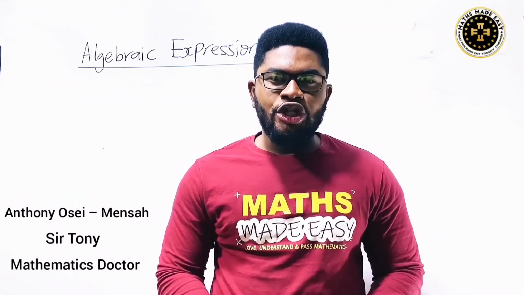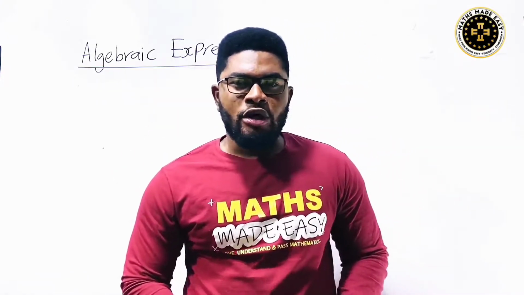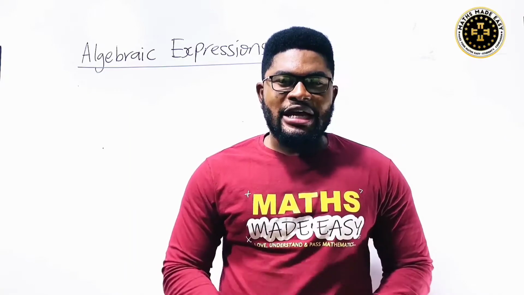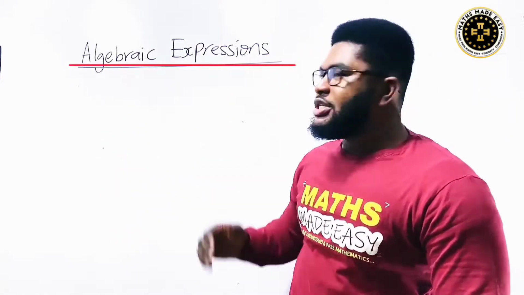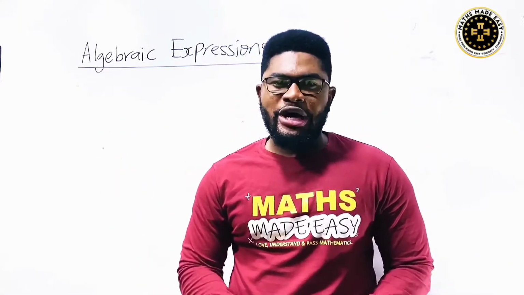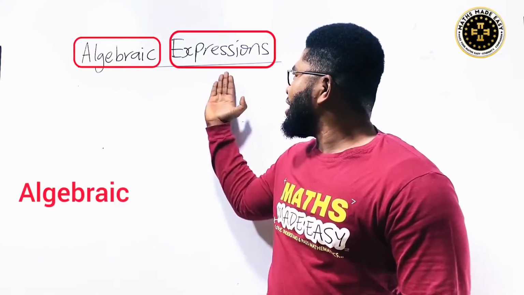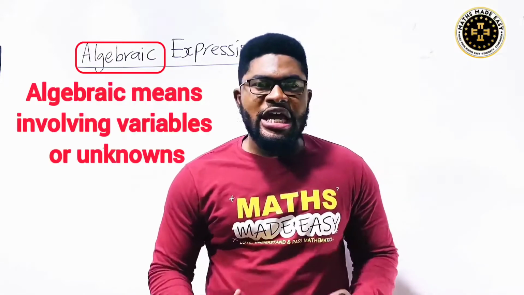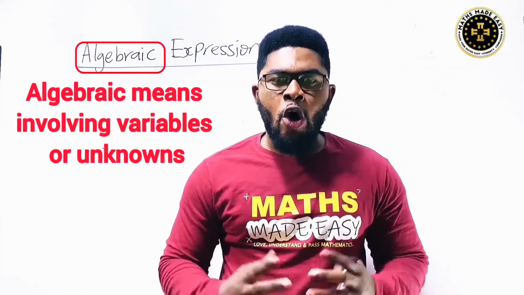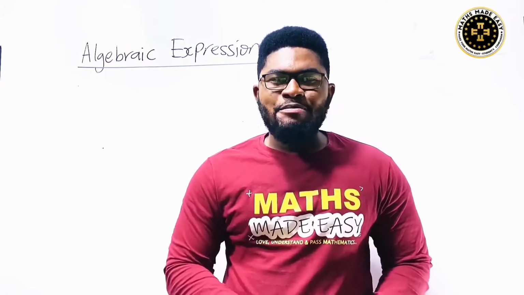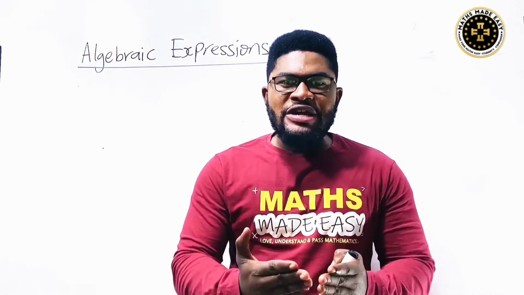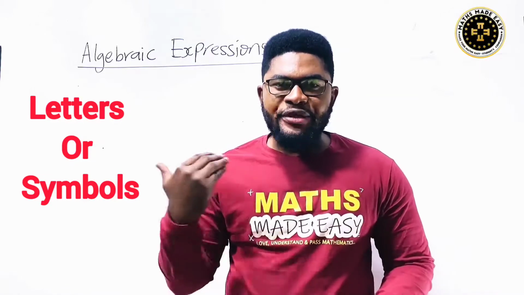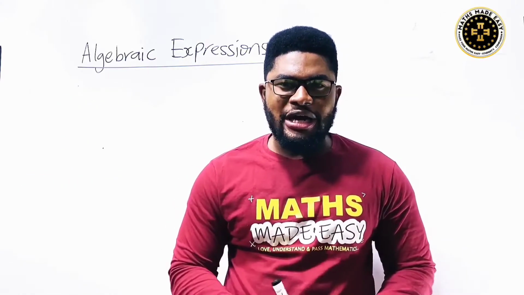Today's topic is going to be algebraic expression. So we are introducing you to the basics of maths. Let us start. Algebraic expression comes from two separate words, which are algebraic and expression. Let me start with algebraic. Algebraic means involving variables or unknowns. So if you write any mathematical expression and you see variables in the form of letters or symbols, then that expression is an algebraic expression.